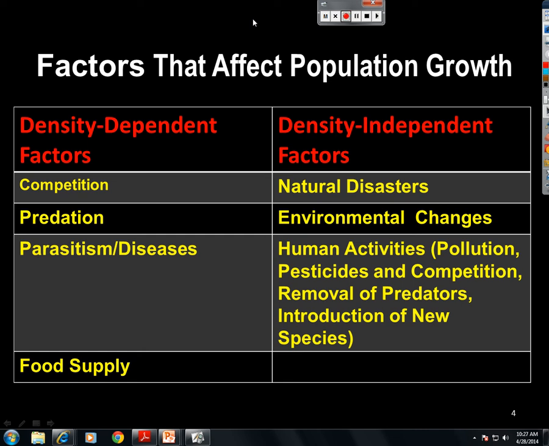Environmental changes, we go in, we cut down trees, we wipe out an area. We can affect the population of organisms by taking away their space, their shelter.